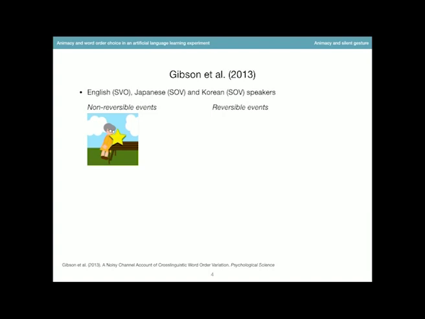But reversible events are potentially ambiguous. They have more than one plausible interpretation. So if I say man, boy, push, you don't know if it's the man pushing or the man being pushed. So you don't know what the participant roles are. What they found in this study was that when people describe non-reversible events, they typically express the object before the verb. So the authors class these as SOV responses.